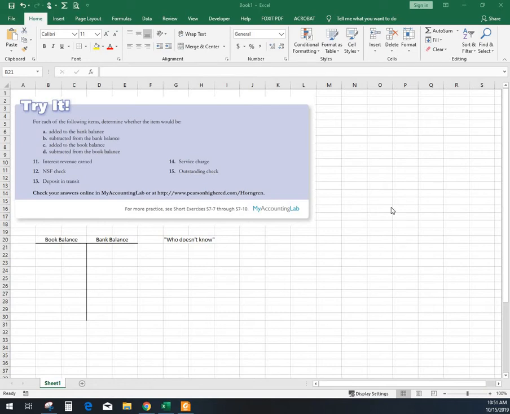Hey guys, I'm going to do a basic bank reconciliation problem. This is a try it problem from chapter 7, numbers 11 through 15. And the problem is pretty simple.